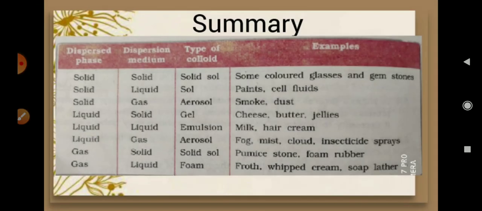Let us summarize this one. This is one of the tables which is available in your textbook. So, we have classified the colloids on the basis of physical state of disperse phase and the physical state of dispersion medium. So, you can say the types of colloids which we have discussed, that is solid sol, sol, aerosol, gel, emulsion, aerosol, solid sol and foam. And the examples of these are also discussed.